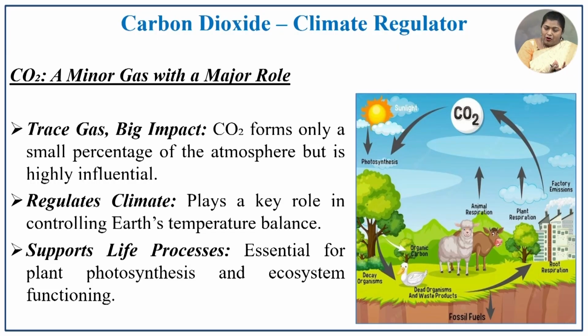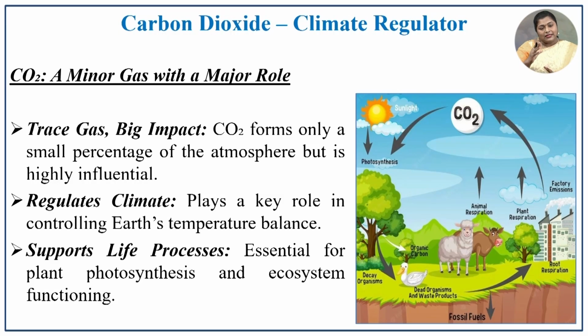So, as discussed earlier, the carbon dioxide proportion is very small, that is it is a meager amount, but the role which it plays is more important. The carbon dioxide is also known as a trace gas and it has a big impact. It plays an important role in controlling Earth's temperature balance. And it also supports the life processes, that is it is essential for plants' photosynthesis as well as the ecosystem functioning. So, for all these processes what is essential? Carbon dioxide is most essential.